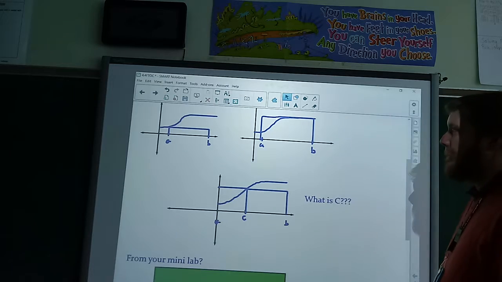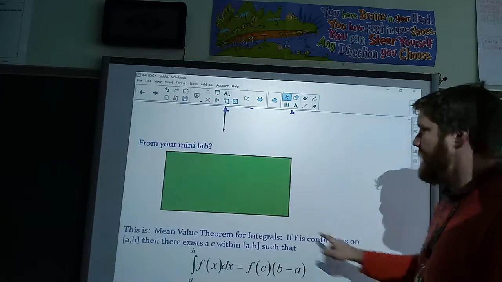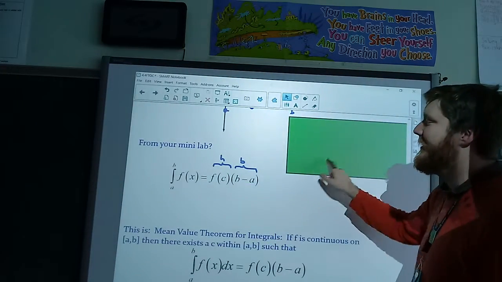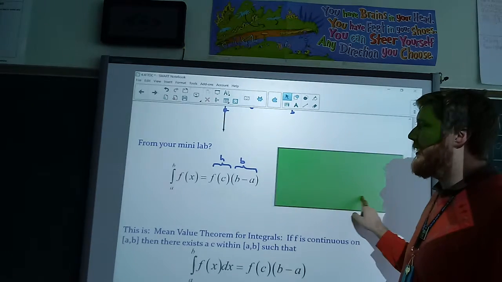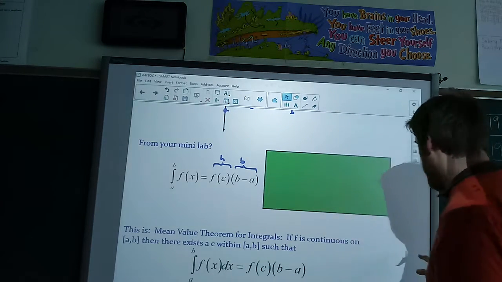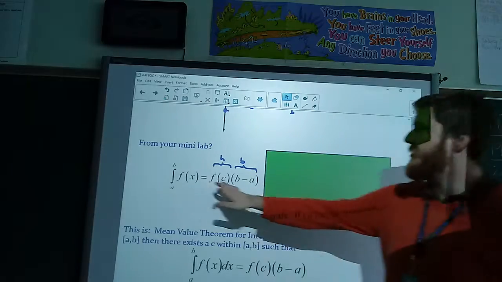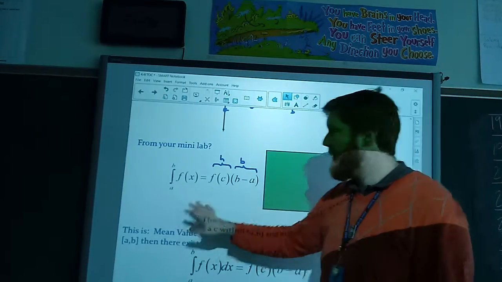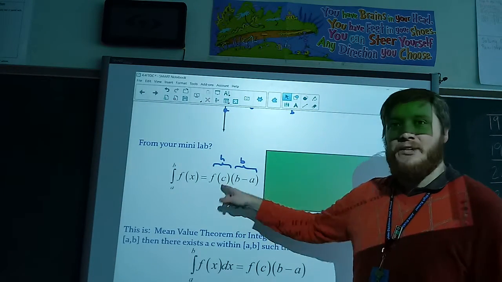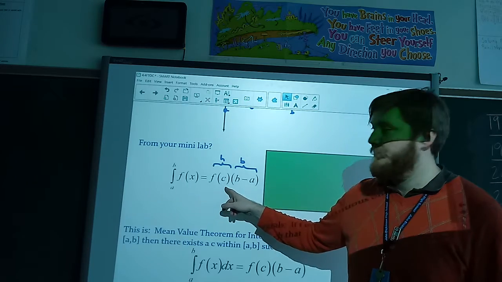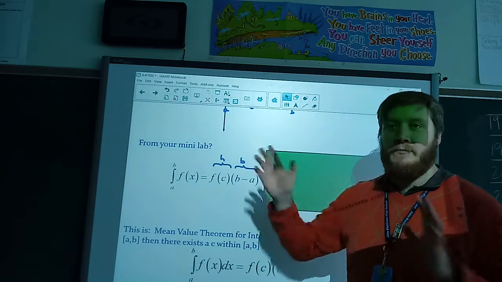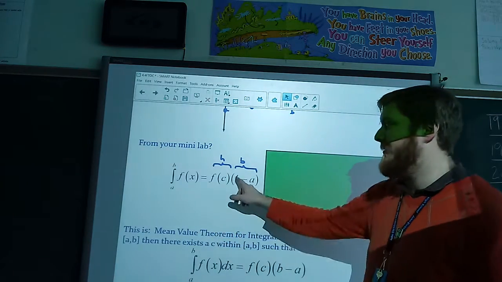So, I don't remember what this says. Hey, all right, so it turns out that the integral is going to be equal to the y value at that C value multiplied by the length of your interval. That says b minus a.